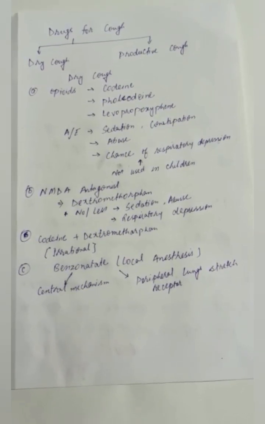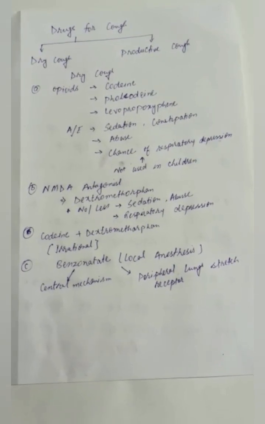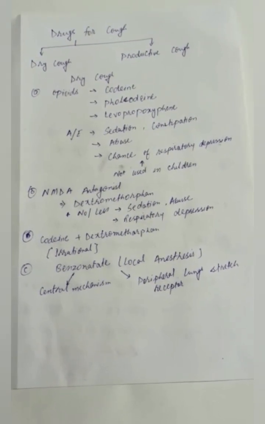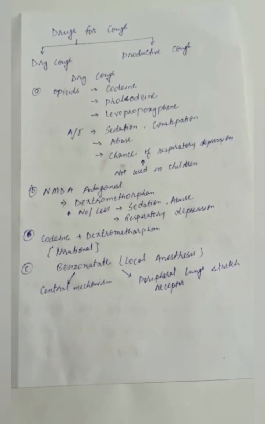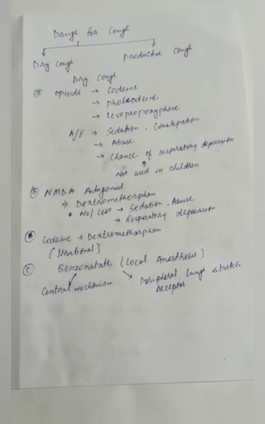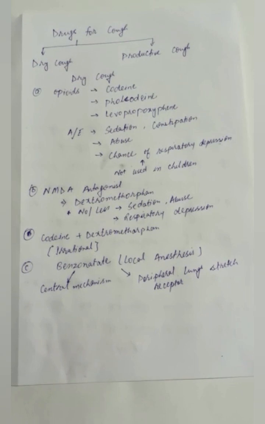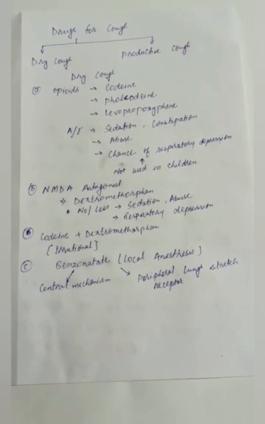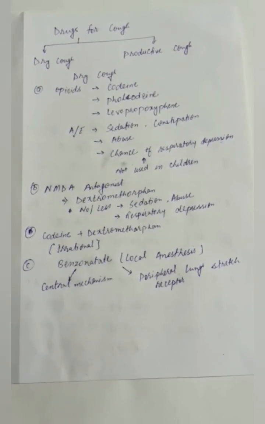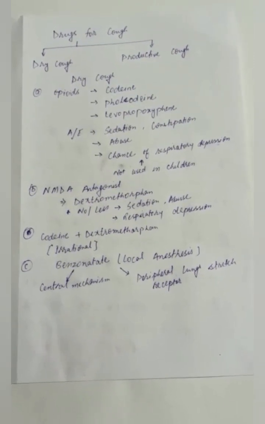Other drugs: NMDA antagonist. Drug name: dextromethorphan. No or less sedation, abuse, or respiratory depression. This drug is used in children. When we give codeine plus dextromethorphan, this combination is irrational. Third, benzonatate, a local anesthetic, acts by central mechanism or on peripheral lung stretch receptors. Central mechanism to suppress cough. That's all. These are the drugs for dry cough.